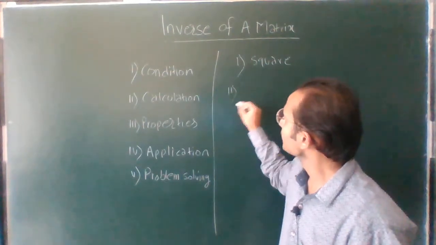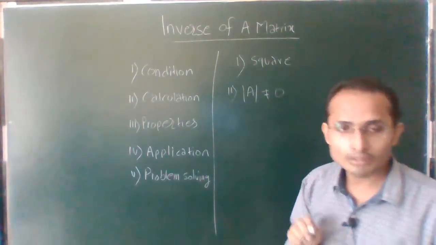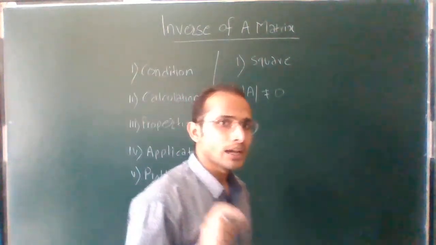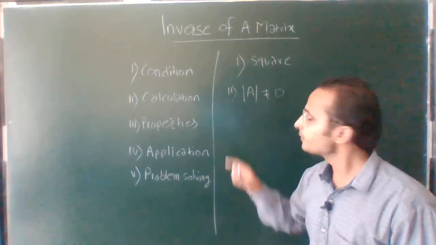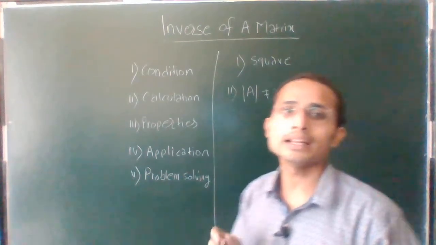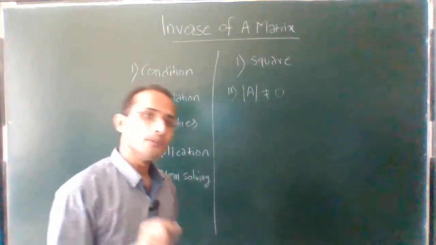The second one is that the matrix must be non-singular, that is, the value of the determinant must not be 0. If a matrix has a determinant value equal to 0, then it is called singular, and if the determinant value is not equal to 0, then it is called non-singular. So the second criterion is that the matrix must be non-singular. Then only can we find its inverse.